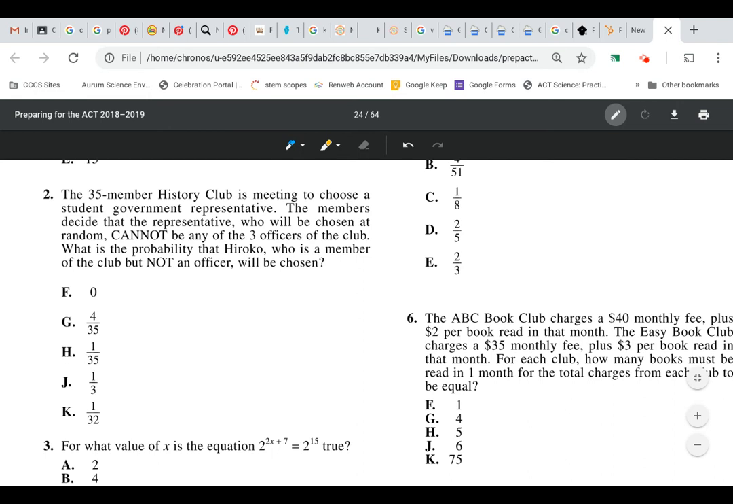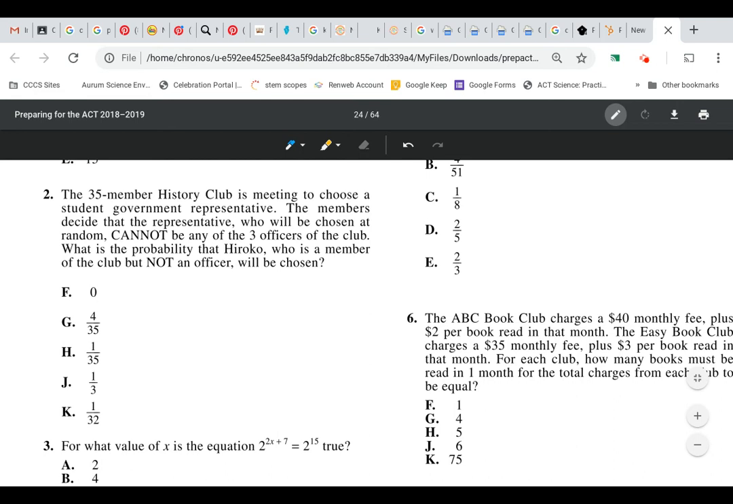Number 2, the 35-member history club is meeting to choose a student government representative. So, first sentence, I know there are 35 members in total in the club. The members decide that the representative will be chosen at random. So, as soon as I saw that, I know it's a probability question. Okay?